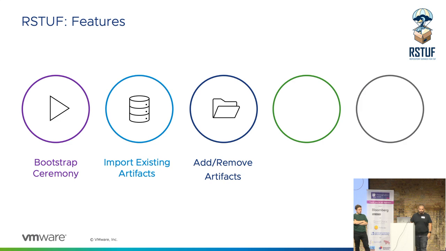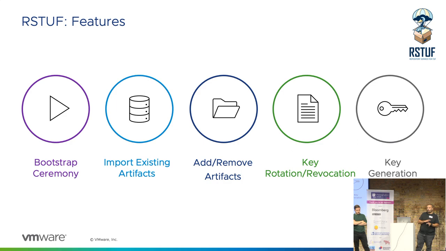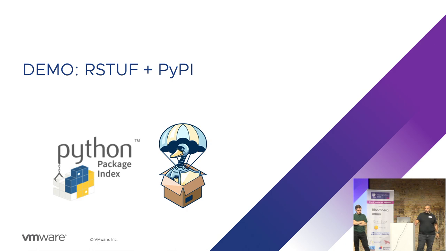new packages. And the key rotation, key revocation process. And also, we have some key generation tooling, because we now support a limited number of types of keys, but we are extending this. So let's... I prepared some demos here. This is the work in progress of PEP 458. We will see RSTUF and PyPI.